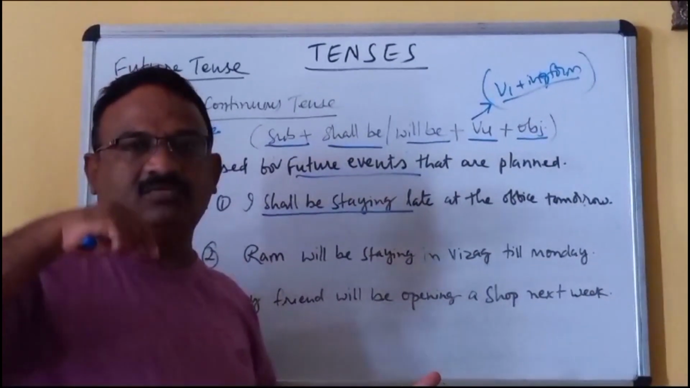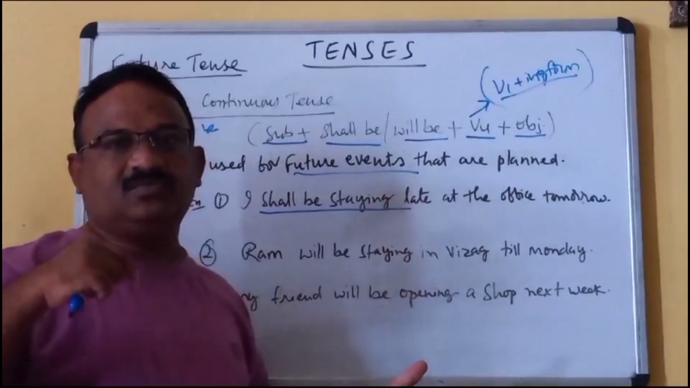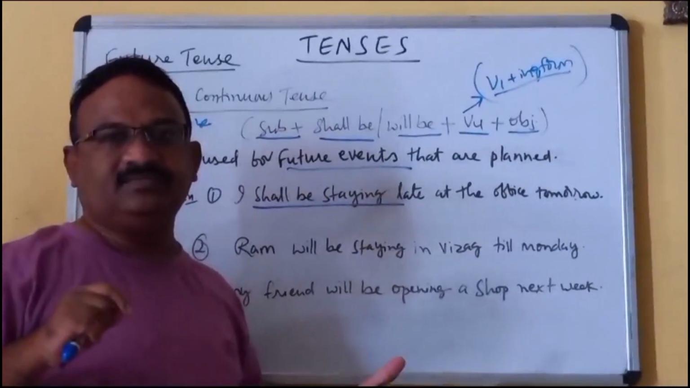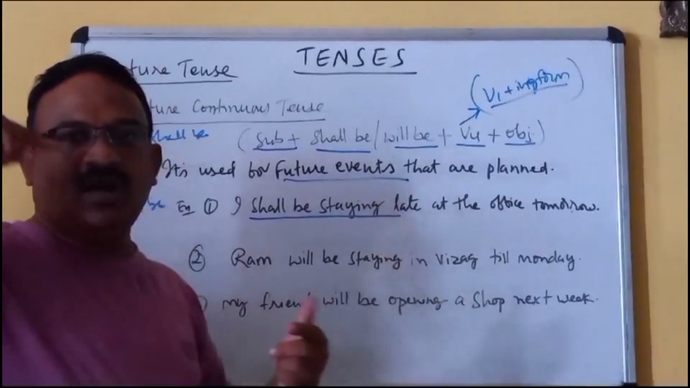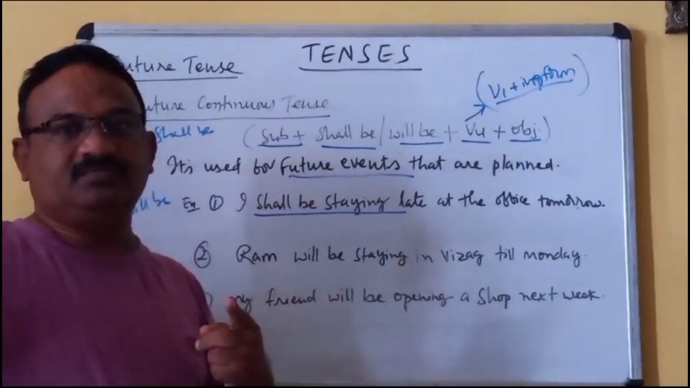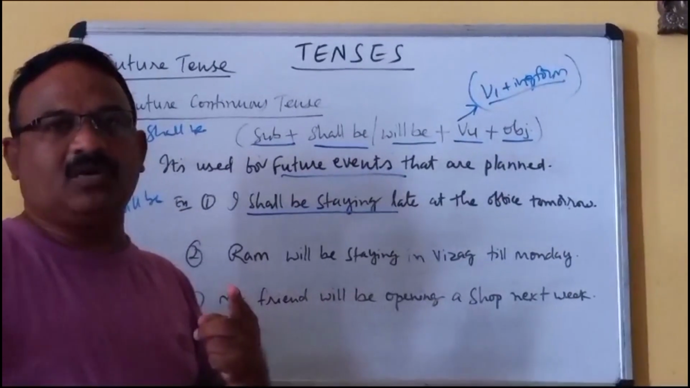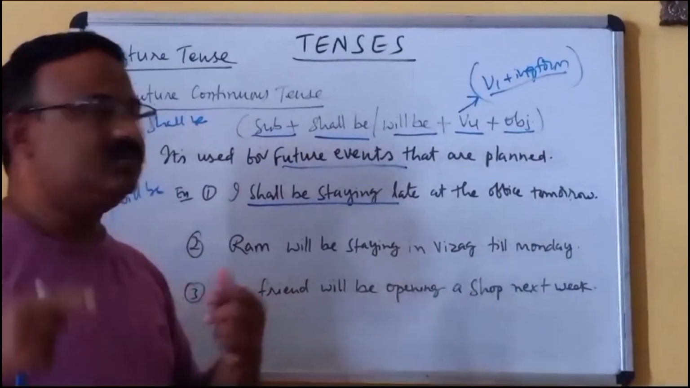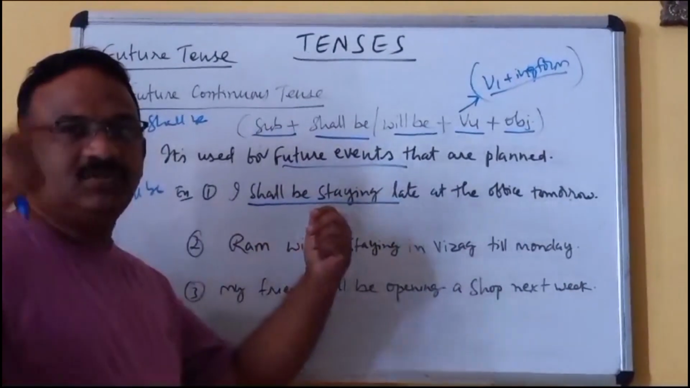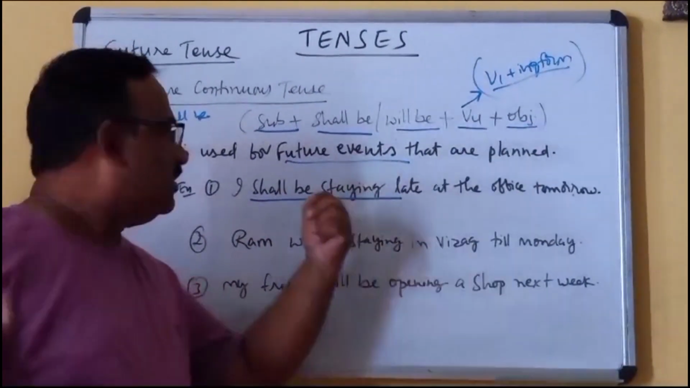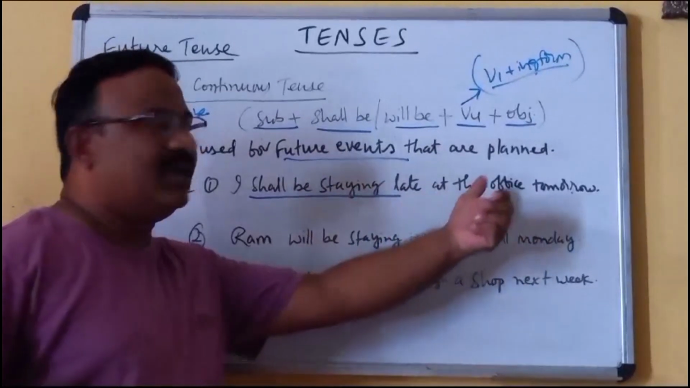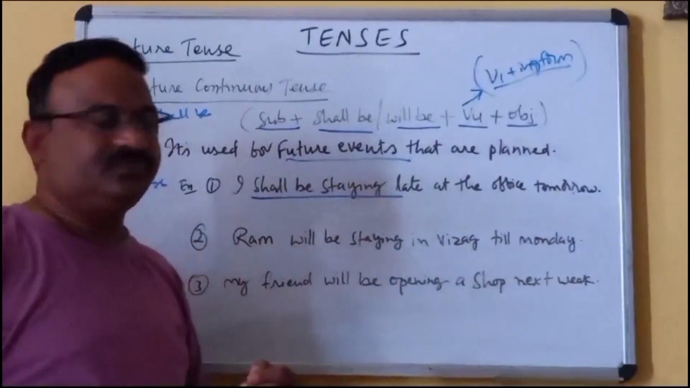It is already known today what will happen tomorrow. So that is a known program, a planned program. So we have to use the future. In the future, what will be going on. So, I shall be staying late at the office tomorrow.